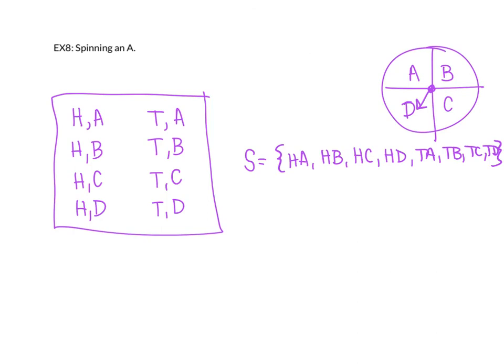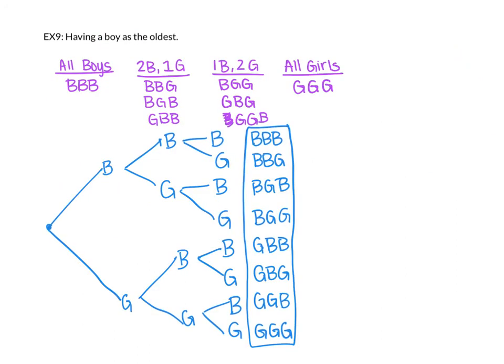Okay, we're going to go back to the spinner with 4 divided parts A, B, C, D, and flipping a coin. So the event is spinning an A. So I have an A here and I have an A here. So there are 2 ways to get to that event A. Or I could look at my list and I can see there are 2 ways to get the event of spinning an A.